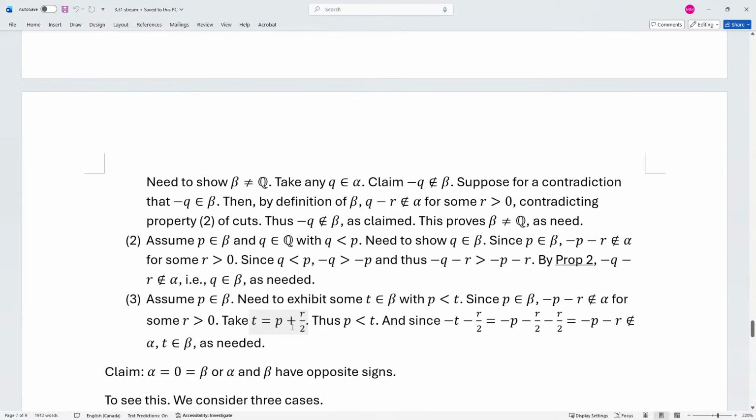Take p plus half r. So this way p is less than t. That's correct. And then flip the minus sign. Therefore, q is in 1 over alpha. P is less than q. Then r.